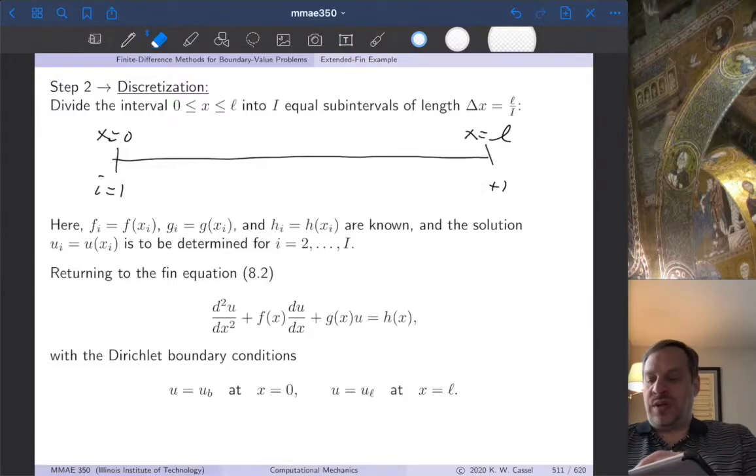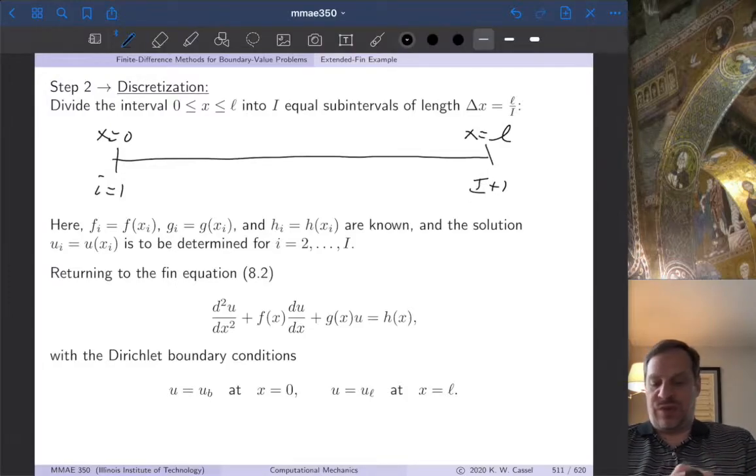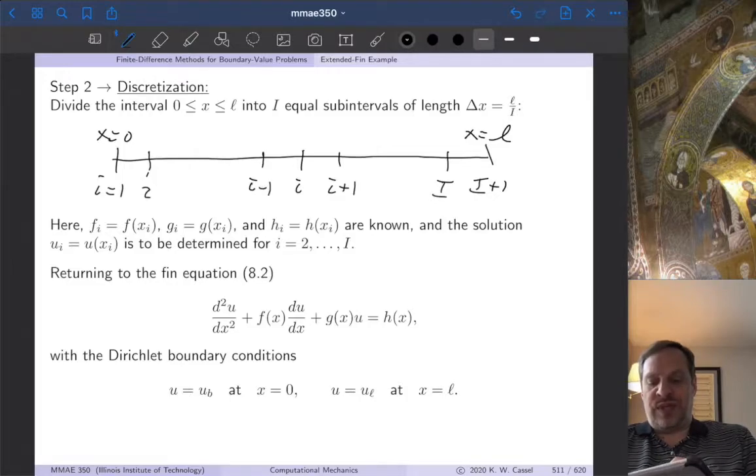Let me make a real I. There we go. So we go 1, 2, 3, 4, up to capital I, which will be the first one in from the right, and then capital I plus 1 is the boundary. A generic point i in the middle will have a point to the right, i plus 1, and i minus 1 to the left, and those are separated by delta x's, as you see there. So that's our discretized domain.